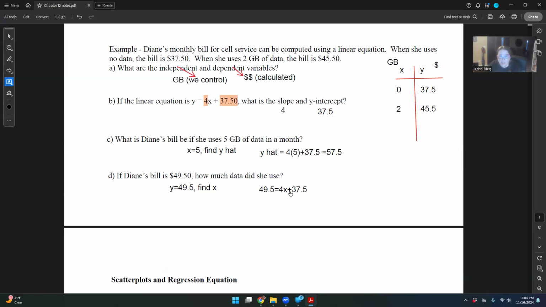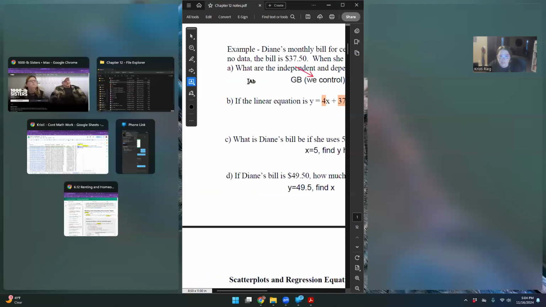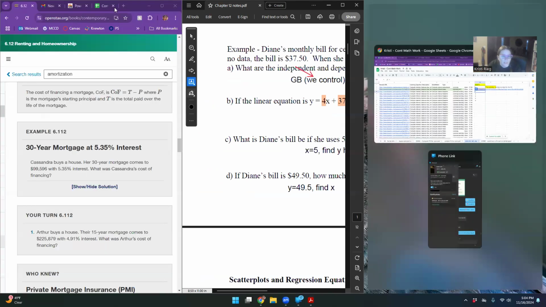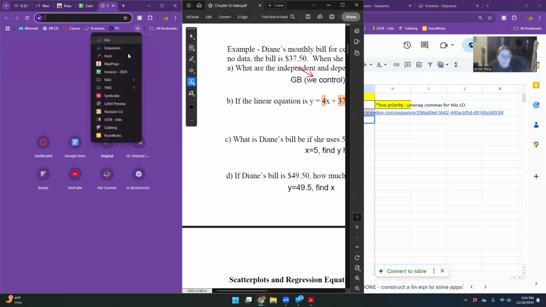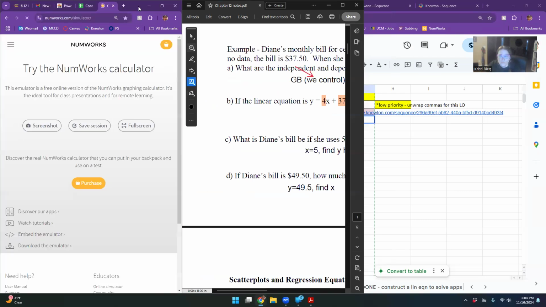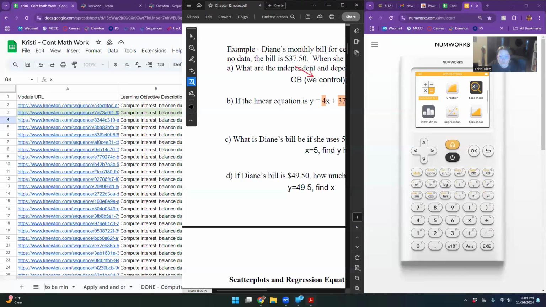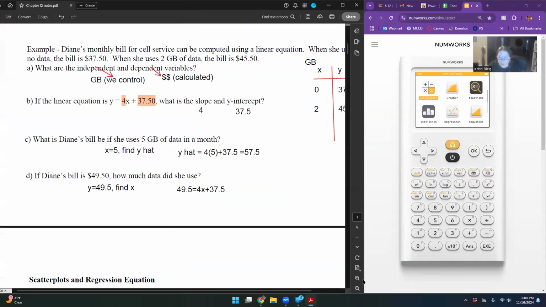So first thing I want to do is subtract 37.50. Let me just find myself. What am I doing? Oh gosh, what am I watching? Okay, I just need to find a stinking calculator. Where is the calculator? Okay. This side over here, but where's my PDF now? This side right here. Okay, good enough.